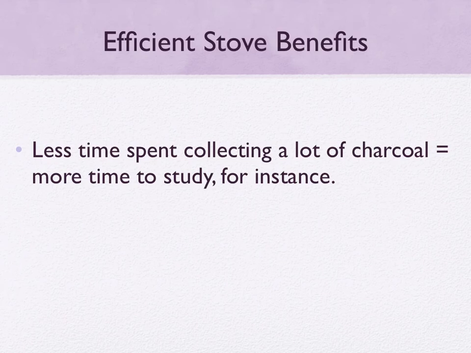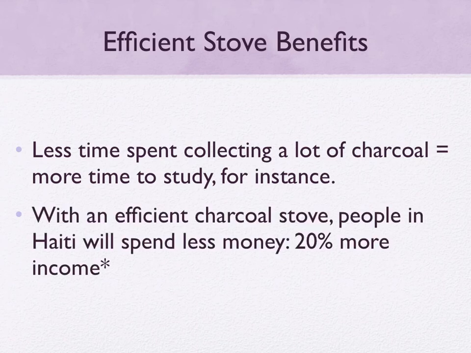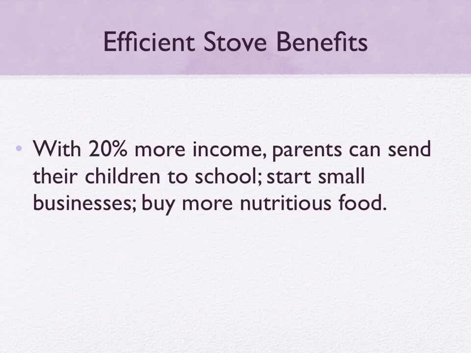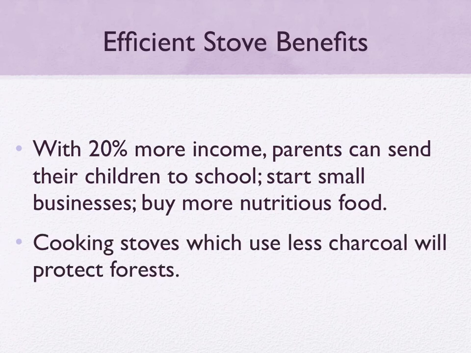Okay, so less time spent collecting a lot of charcoal also has other implications, meaning more time for study for the children or the family, for instance. Also, with an efficient charcoal stove, people in Haiti will spend less money. They save about 20% of their income. And with 20% more income, parents can send their children to school, start small businesses, maybe buy more nutritious food. A lot of implications. And finally, as a benefit, cooking stoves which use less charcoal will protect the forest, again, which has implications for how people are affected by the environment.